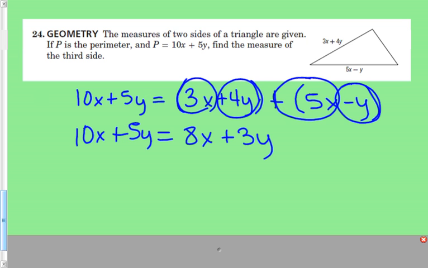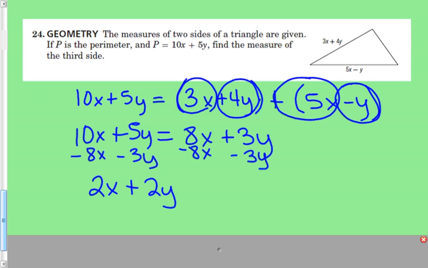Next, we'll combine like terms by crossing the equal sign. So we'll subtract 8x, which gives us 2x, and we'll subtract 3y, which gives us a positive 2y. And that's it. It's just an expression for that side that's missing. So what happened is we combined the two sides here, subtracted their combination from the perimeter, and what we're left over with is the missing side.